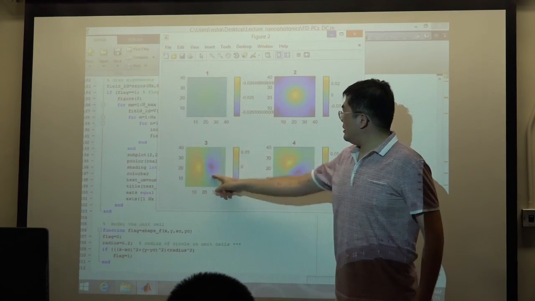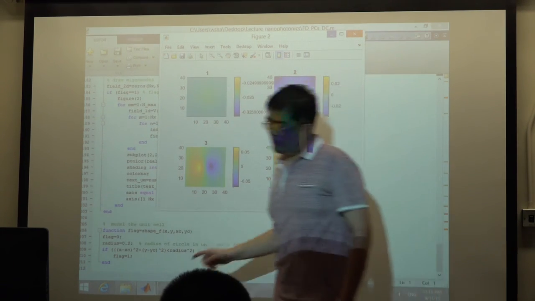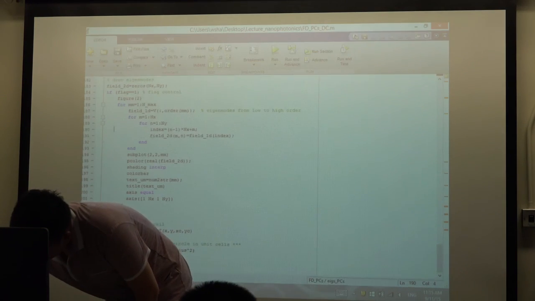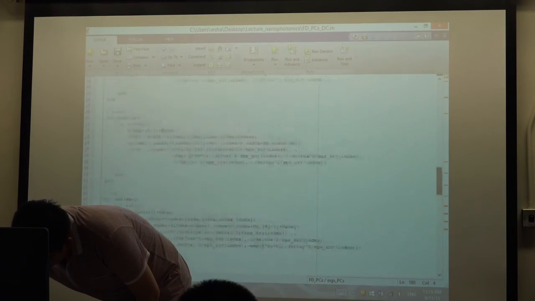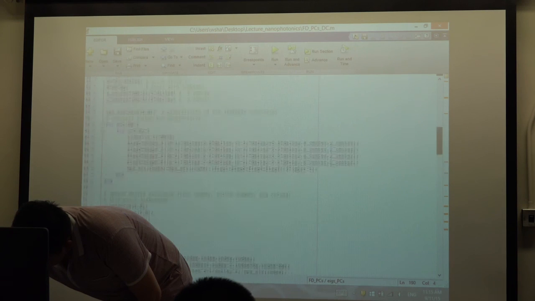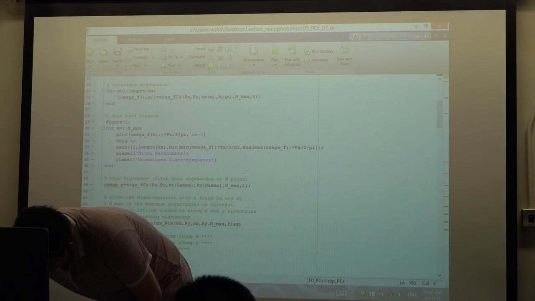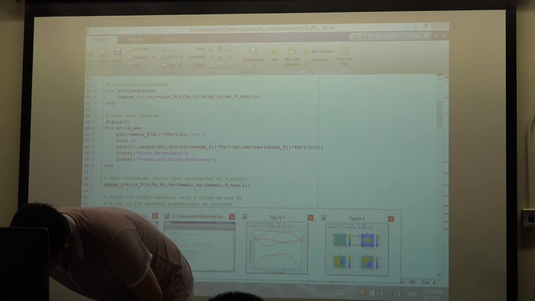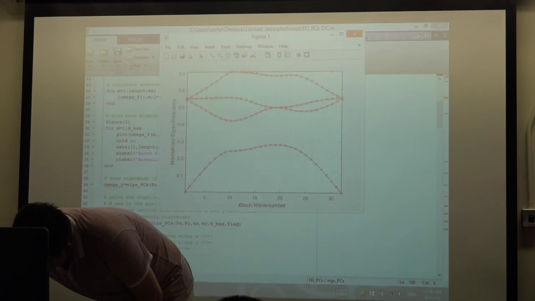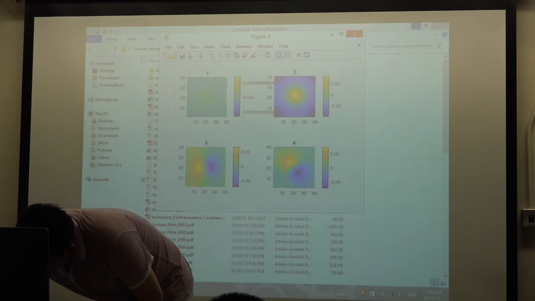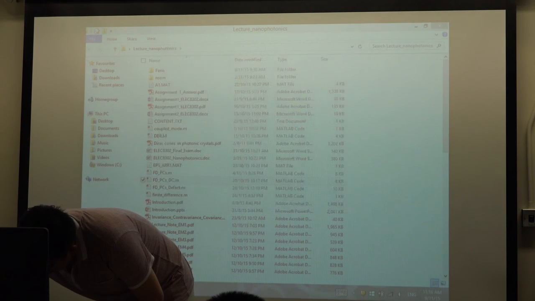You can see this is a single monopole mode, this is a single dipole mode. Okay, it's a multipole, dipole mode. You can also change. Here I can draw any point on this Gamma point. Okay, this is the first case. This is the first task.